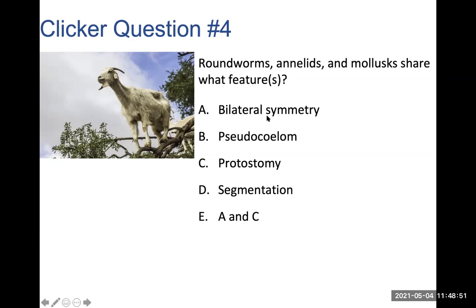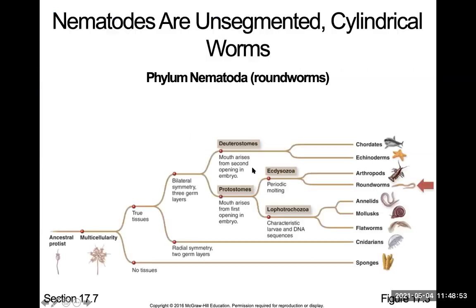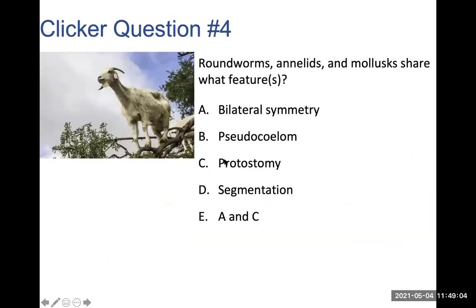Some of you said A, that is true, bilateral symmetry, but they're also protostomes. If you look here, we're talking about annelids, mollusks, and flatworms. They are protostomes and they do have bilateral symmetry. So it's going to be both A and C. So that's the answer.